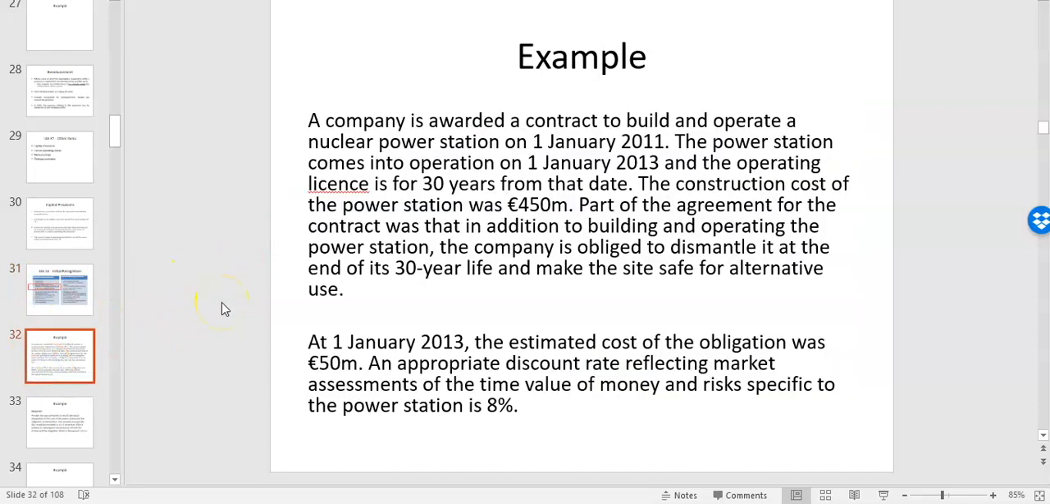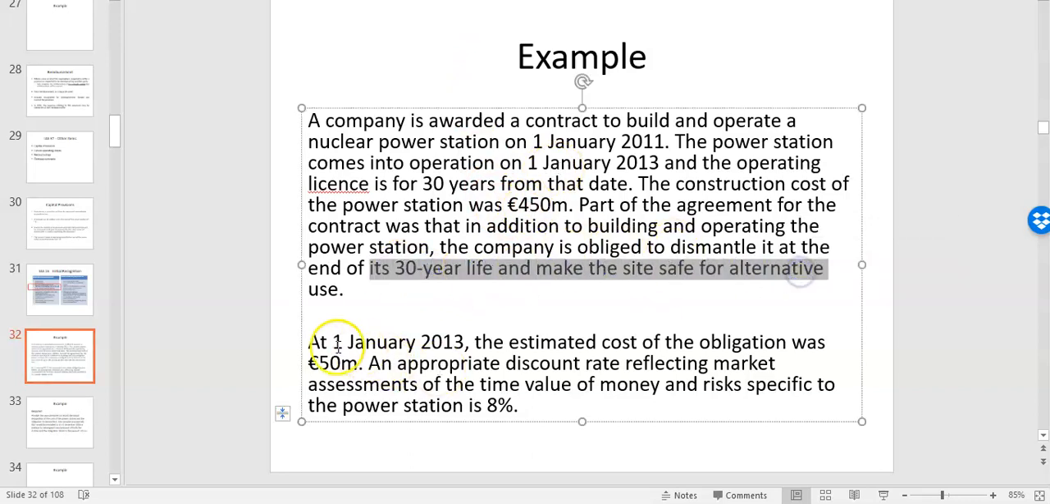So let's take a small example and see what it looks like. A company is awarded a contract to build and operate a nuclear power station on the 1st of January 2011, and it's going to come into operation in 2013. The license is for 30 years. The construction cost of the power station was 450 million. Part of that agreement was that they have to dismantle it at the end of its useful life. At 2013, the estimated cost of this obligation, as part of the contract, a legal obligation, is 50 million. The appropriate discount rate to reflect the time value of money is 8%.